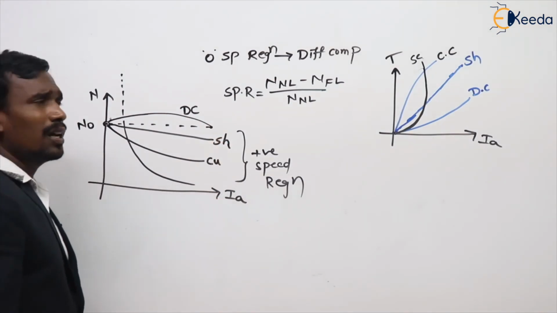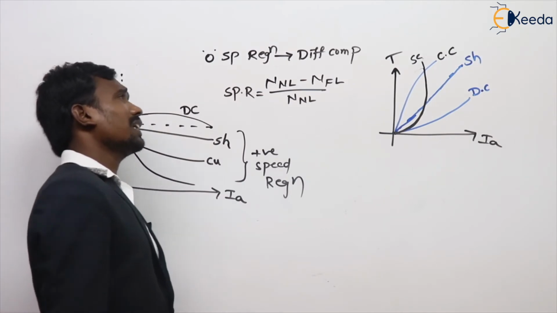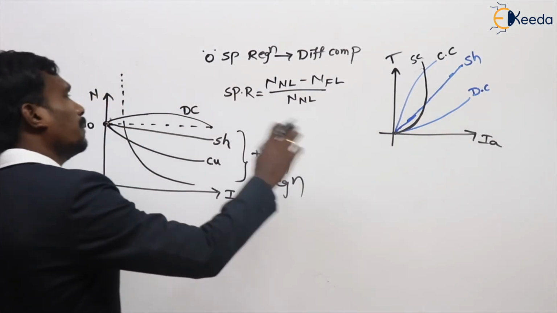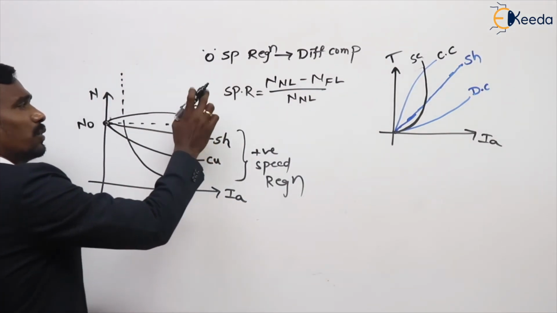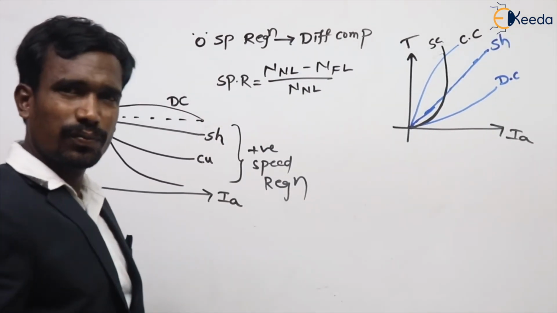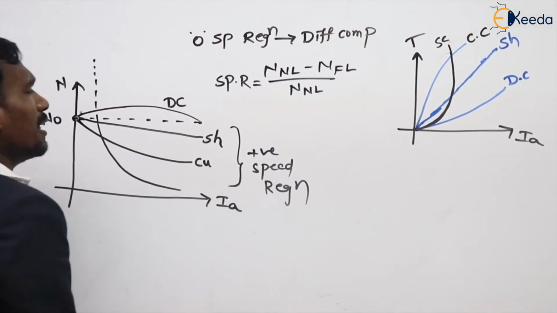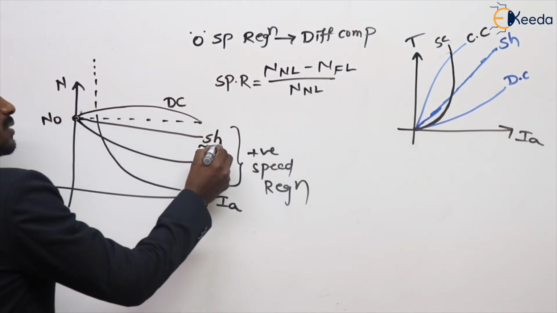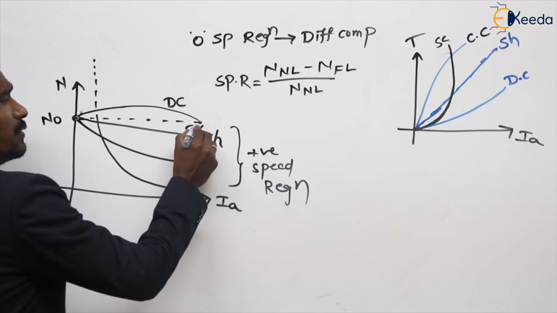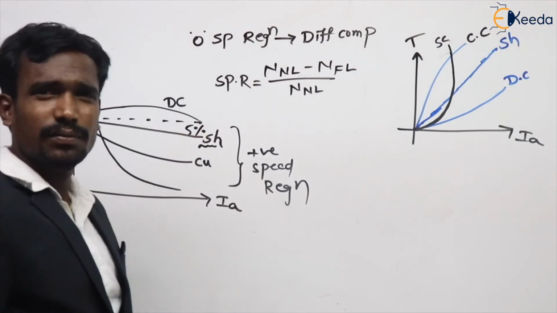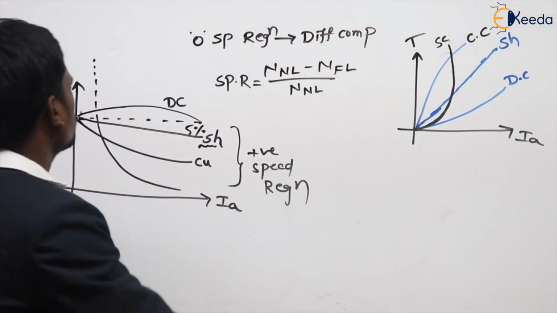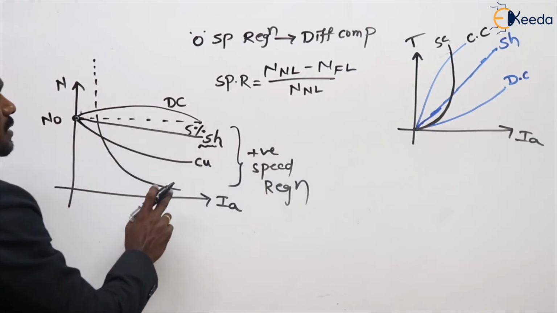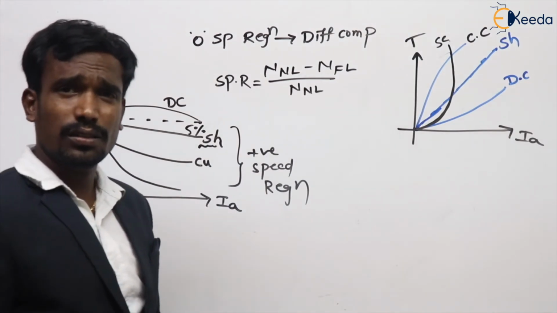Yes or no? Right, sir. Is there any possibility of negative speed regulation? The possibility is only for the differential compound, where it is either zero or negative. Which of the following has the least regulation? The shunt motor has the least regulation, not even 5% here. Right? So this is simply about the speed characteristics of all the motors.